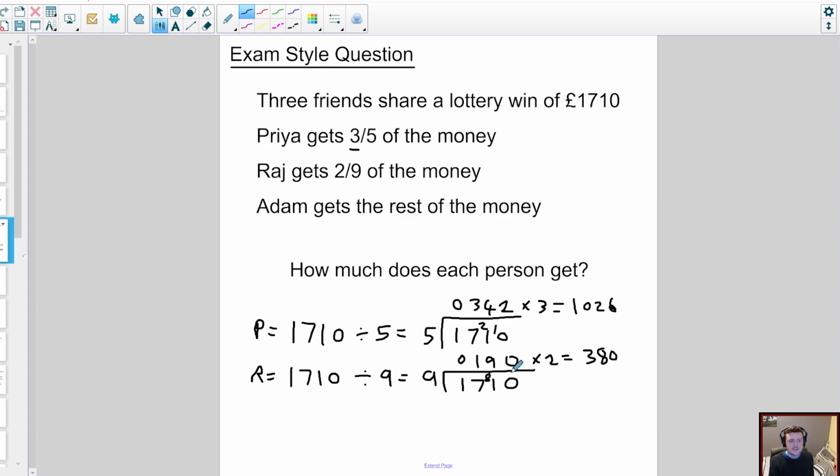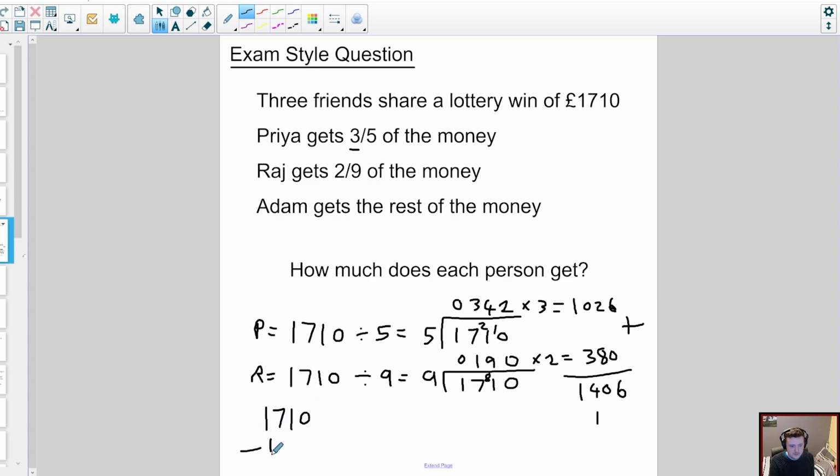Okay, and then it says that Adam gets the rest of the money. So we're going to add these 2 things together and work out what's left. If we add them up first, 6 and 0 is 6, 2 and 8 is 10, 3 and 1 is 4, and 1 plus nothing is 1. So we have 1,406.